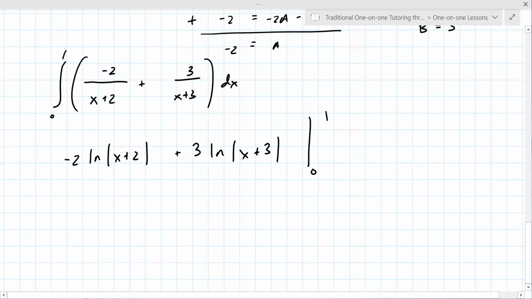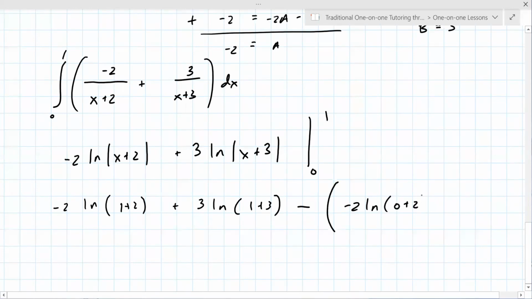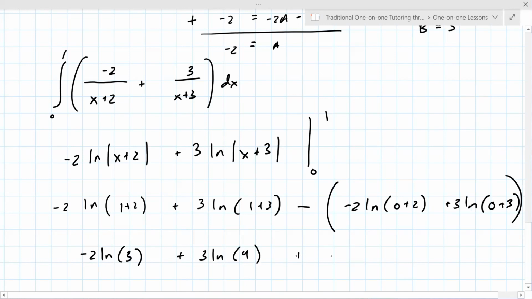You could combine these. I probably wouldn't. I would just work it out. -2 natural log 1 plus 2 plus 3 natural log 1 plus 3 minus big parentheses -2 natural log 0 plus 2 plus 3 natural log 0 plus 3. Okay. So -2 natural log 3 plus 3 natural log 4 plus 2 natural log 2 minus 3 natural log 3.